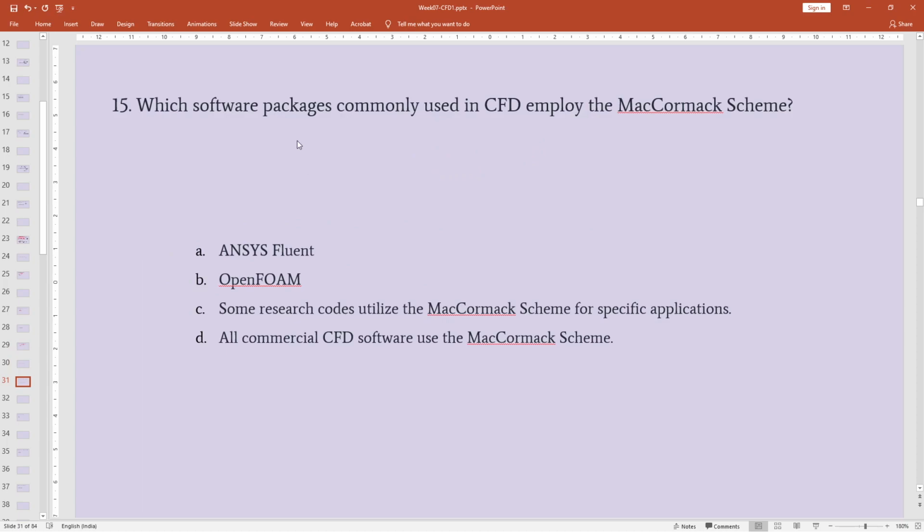Next question: which software packages commonly use the McCormack scheme to employ CFD schemes? So in which of these software packages is the McCormack scheme available? Option A, ANSYS Fluent. Option B, OpenFOAM. Option C, some research codes utilize the McCormack scheme for specific applications. Option D, all CFD software use the McCormack scheme. Again, a simple question, you can try to answer.